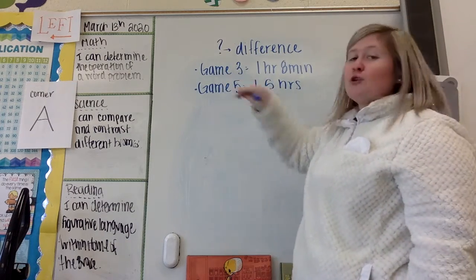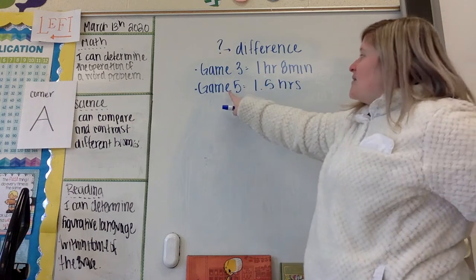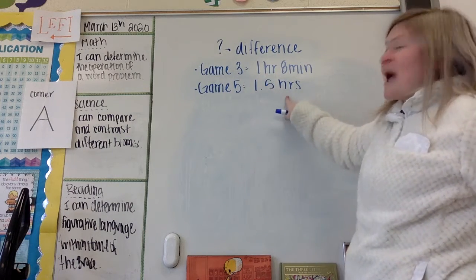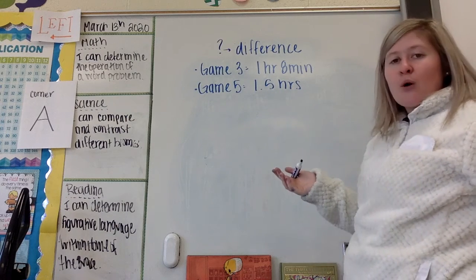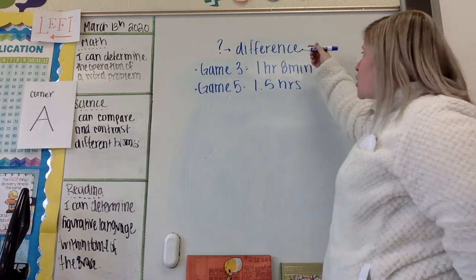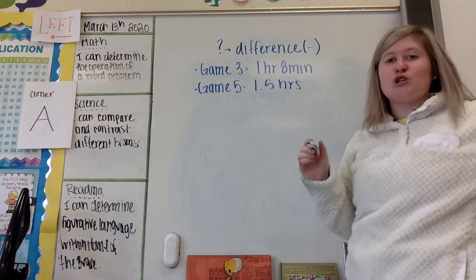In game 3, if you look at the table on your chart, it says 1 hour and 8 minutes. And then game 5 is an hour and a half, or 1 and 5/10 hours. So when I think about what I need to do to solve this problem, I already know if I'm looking for the difference that I should be subtracting these two things.